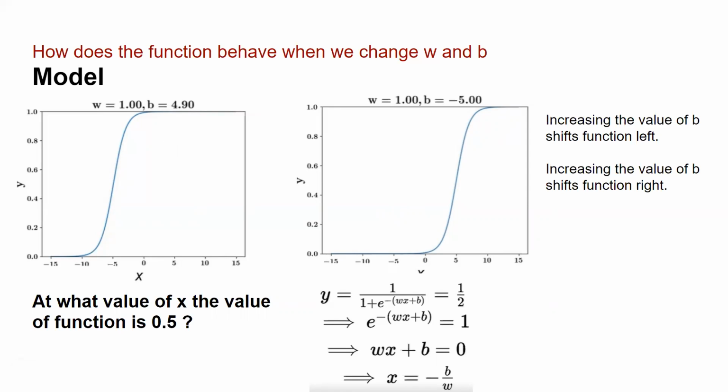So changing the value of B will help you to shift your function left and right. And changing the value of W will help you to change the orientation of your function. And changing the orientation of a function will give you an opportunity to change the slope. Getting this point? Yeah.